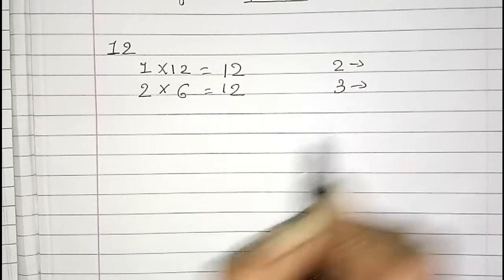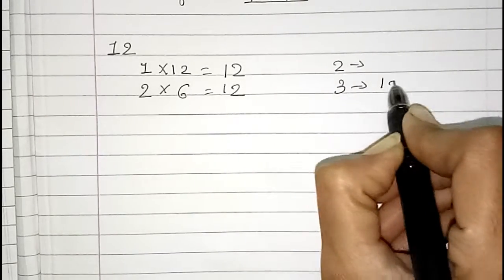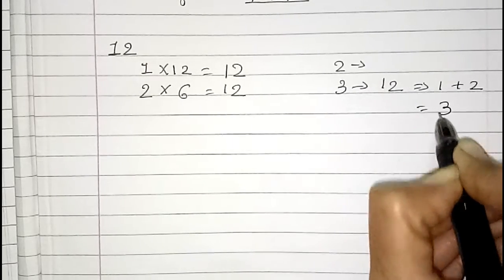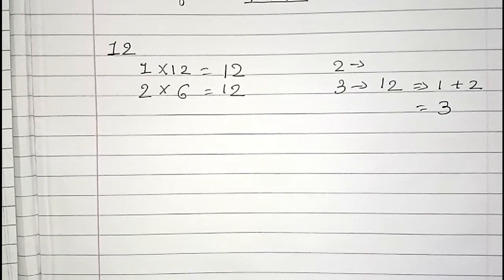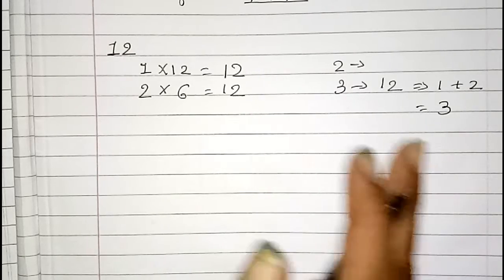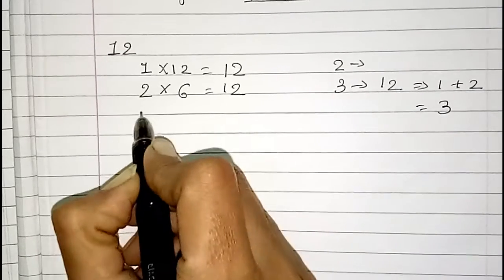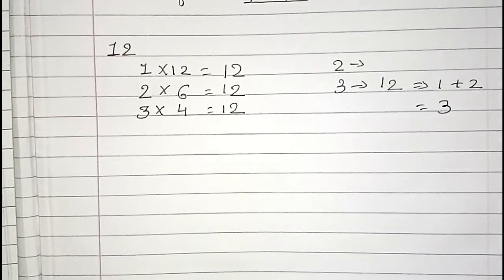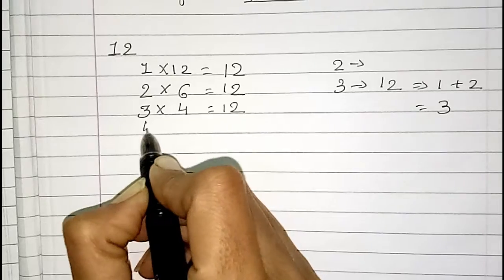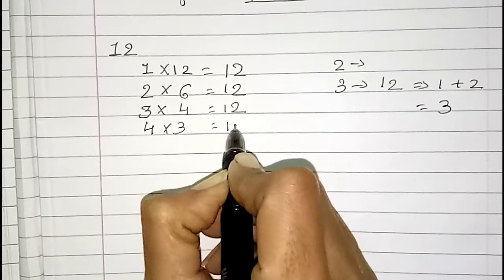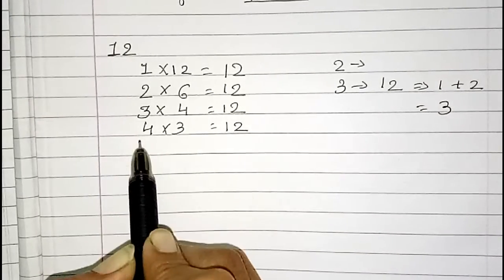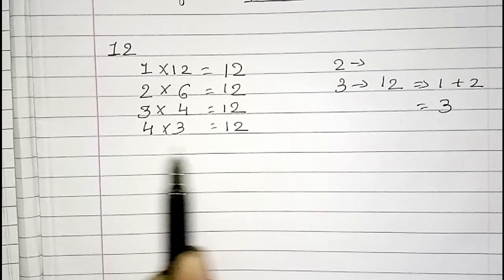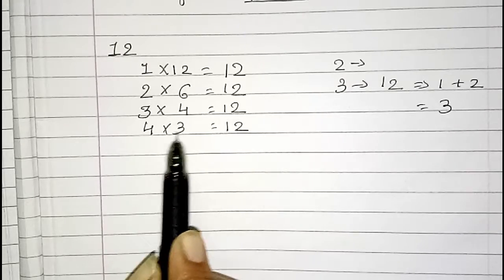Now the divisibility test of 3. Can 12 be divided by 3? Let's check. 1 plus 2 is equal to 3, and 3 can be divided by 3. 3 ones are 3. So yes, 12 can be divided by 3. So 3 fours are 12. Now 4's turn. 4 threes are 12. The same number repeats, so whenever it repeats, that time we have to stop. 3 fours are 12 and 4 threes are 12.